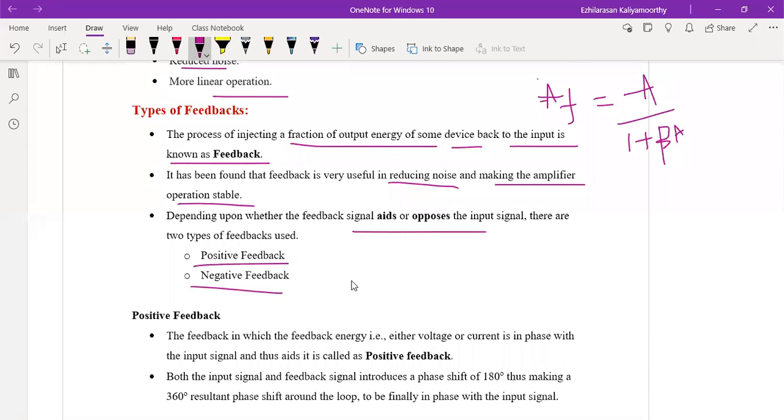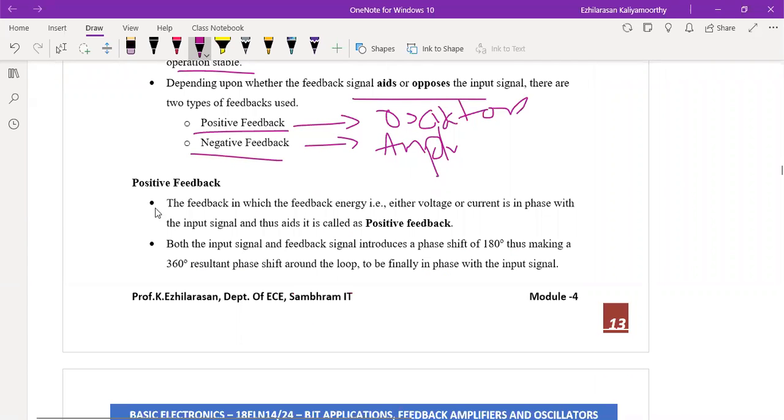The negative feedback is used to design amplifier circuits. The positive feedback is used in oscillators. So if you are going to design any oscillator circuits, then we have to use positive feedback circuits. So that is the positive feedback.